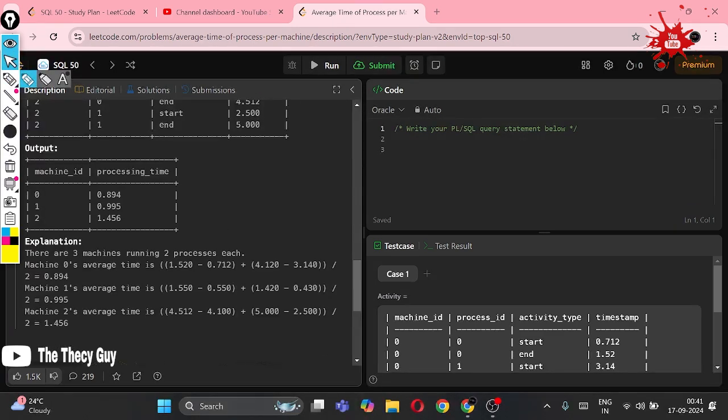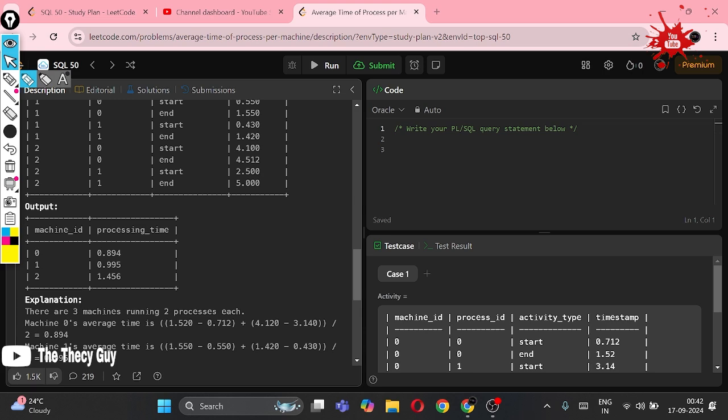If you are having any doubt, let me clear it. Going down here, this is the example. So for running this example, let me go above.